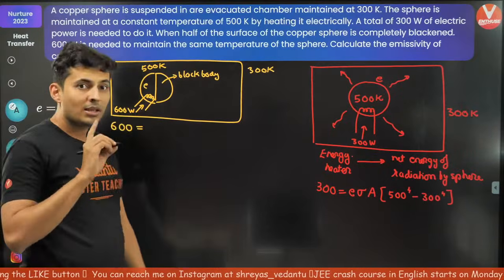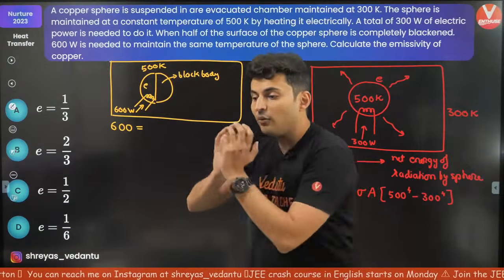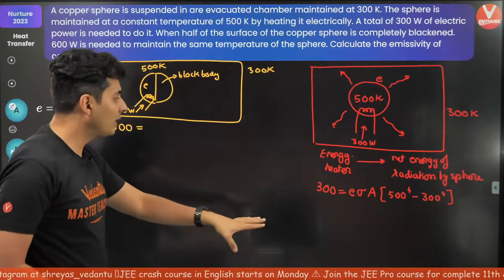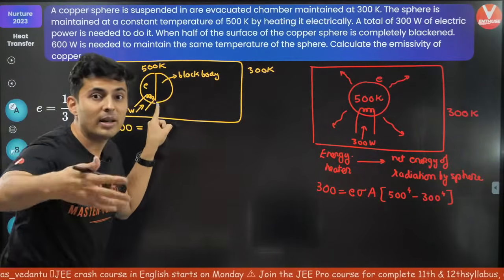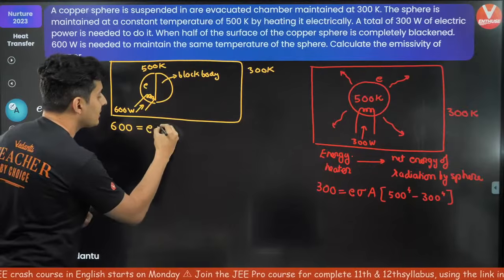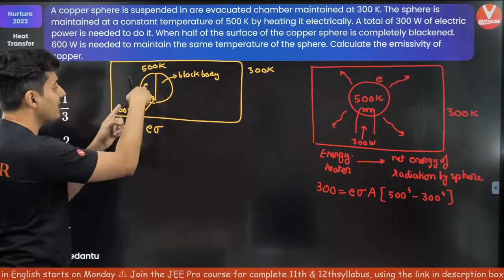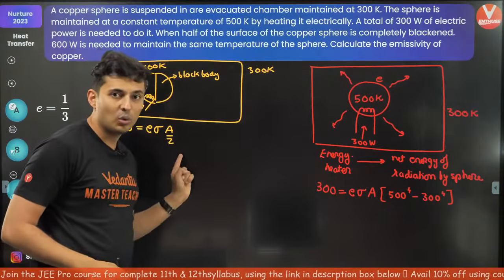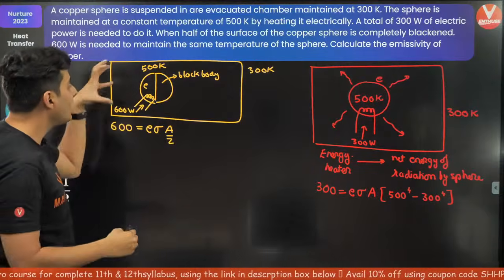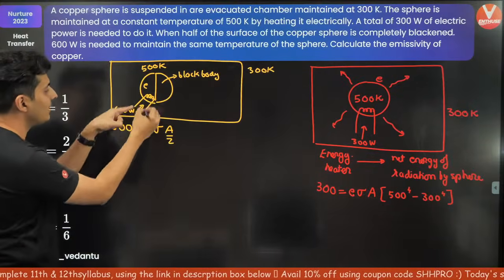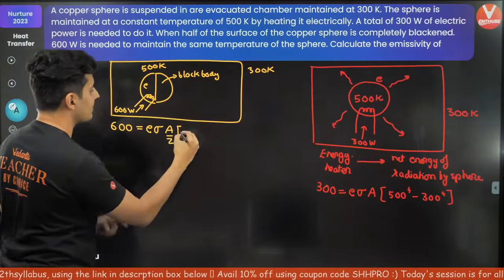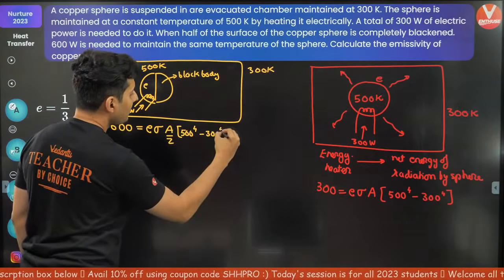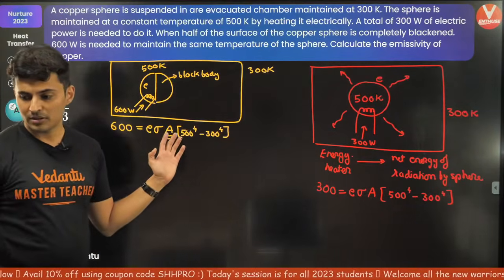600 will be, divide the sphere into two parts. Half of it is black, half of it is not black. Half of it will be copper, and copper will emit how much energy? E sigma, but only half of the sphere is made of copper. So the area will be A by 2. Do you understand why it is A by 2, my warriors? Because only half of it is emitting as if it is copper. This E is the emissivity of copper, and the temperature is still 500, so raised to 4, minus surrounding temperature, 300 raised to 4. I hope everybody agrees to this.